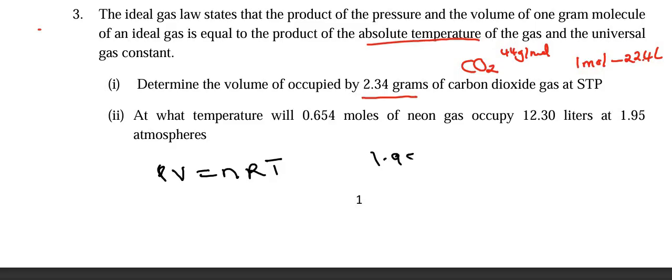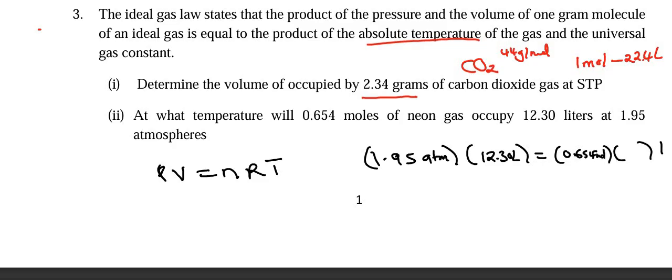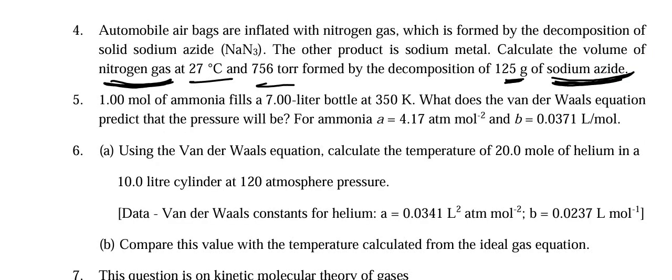Pressure is 1.95. So in your working, make sure you show your units so that you see the dimensional analysis happening, all the units cancelling out. 12.30, this is liters. Number of moles, you are given 0.654. These are moles. Because of space, I won't show the units of the R value, but we're looking for temperature. Because the pressure is in atm, the R should be 0. Is it 0.8206? Okay, so we have this part here.